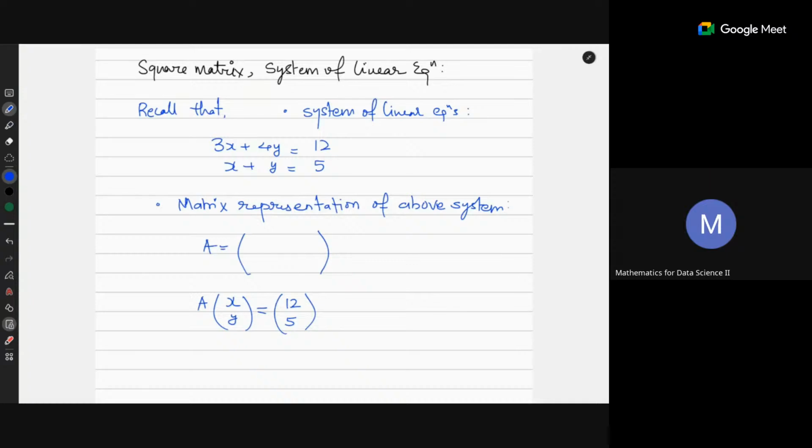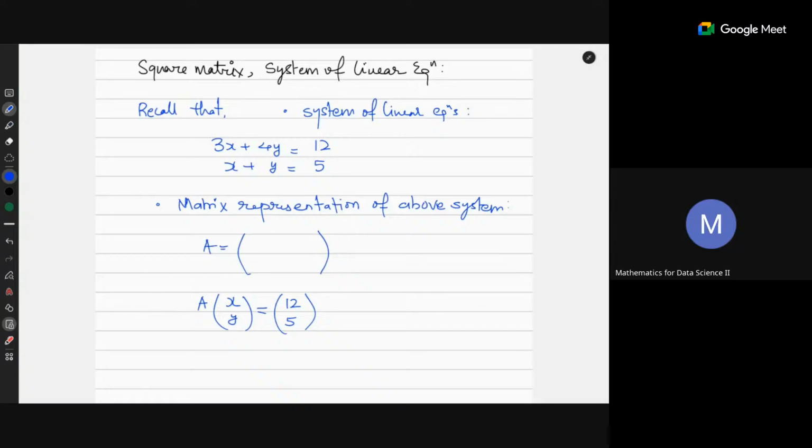I gave an example of a fruit vendor, if you guys remember, where we want to find the price of 1 kg of a particular fruit by having some linear equations. So in general, we can have a system of linear equations. Let's say I have a system given by this: 3x plus 4y is equal to 12, x plus y is equal to 5.